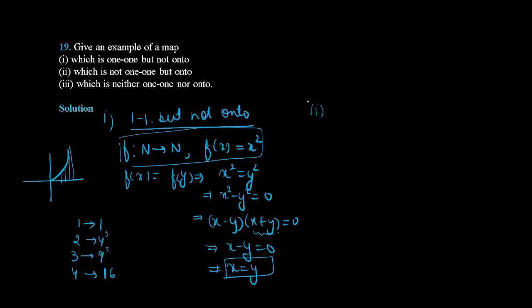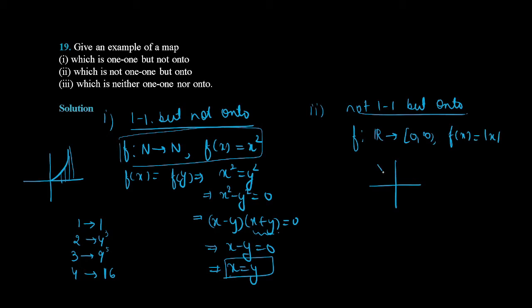Now in the second example, we have to take a function which is not one-one but it is an onto function. In this case I'm considering a function f defined from R to the set 0 to infinity, and my function is defined as f(x) equal to the mod x function. In the mod x function, the domain of the function is all the real numbers. So here we cannot say it is a one-one function.